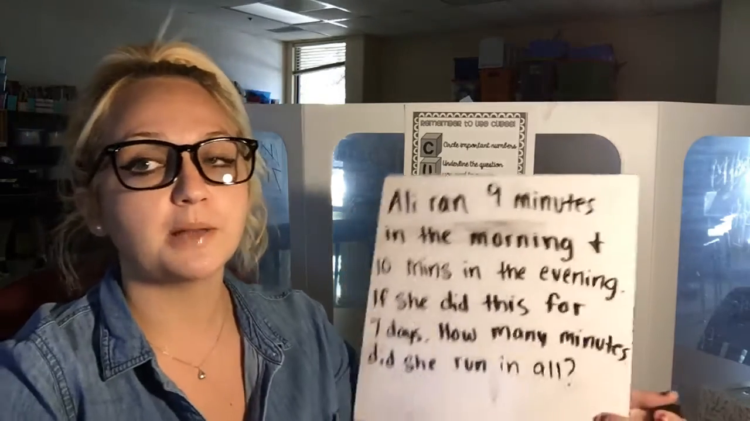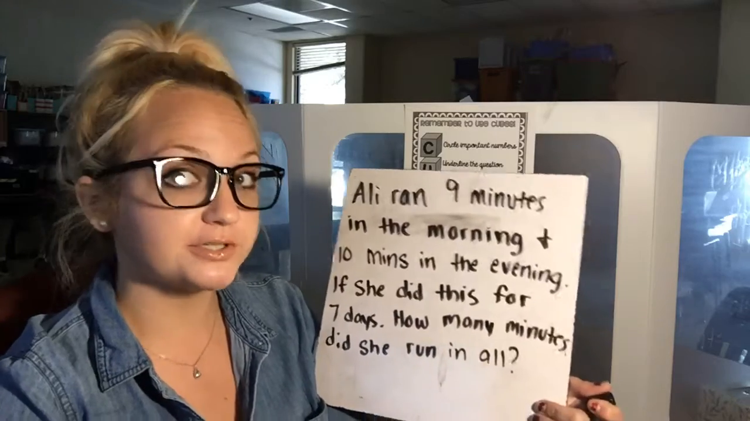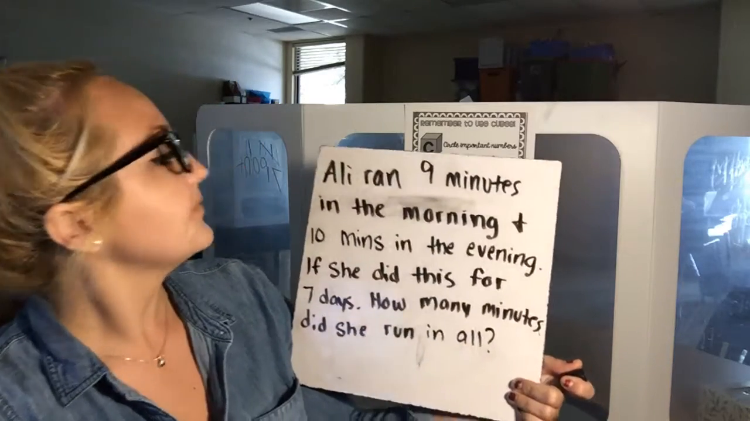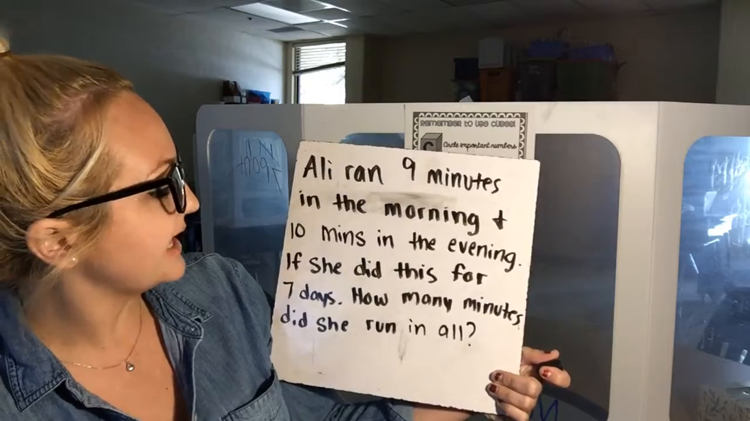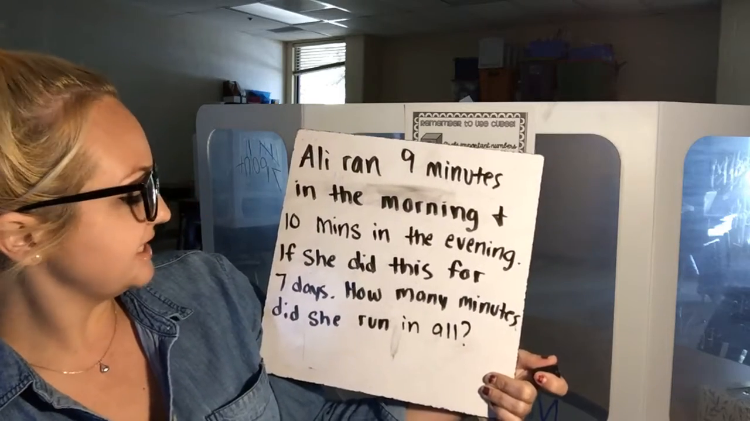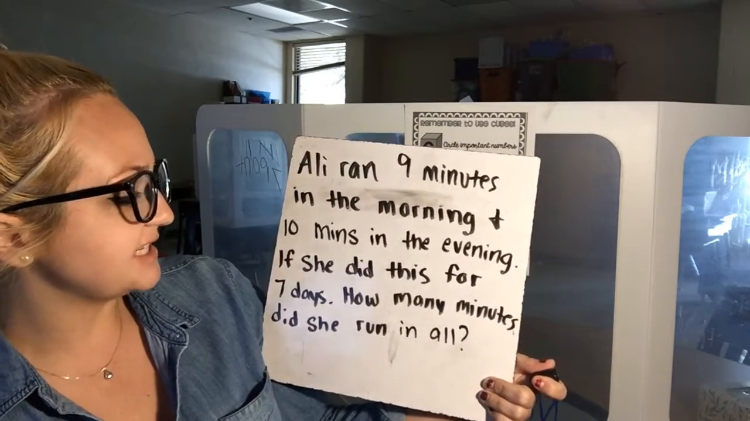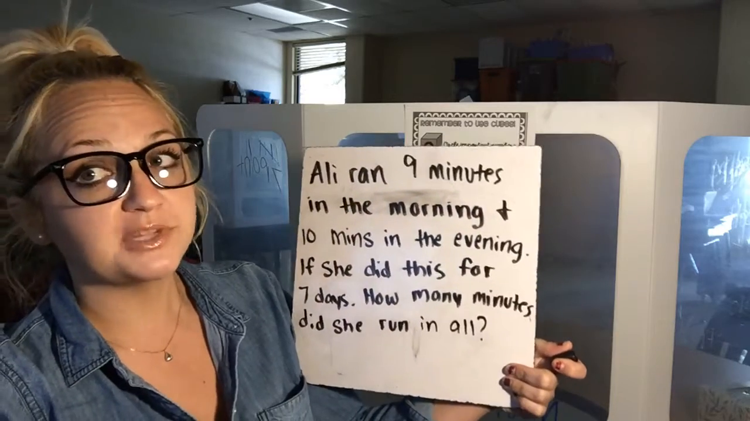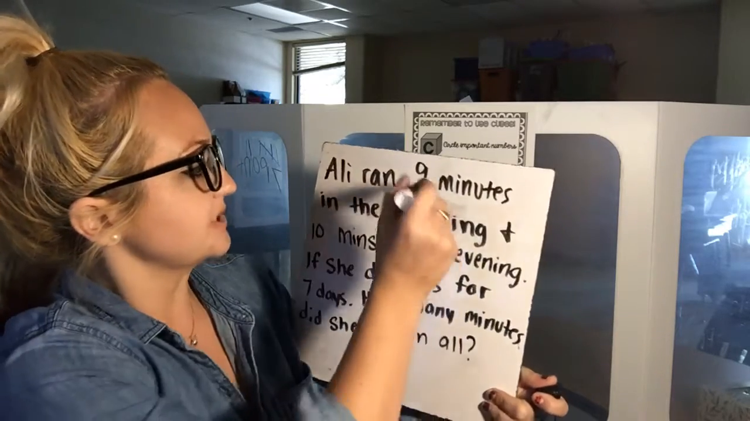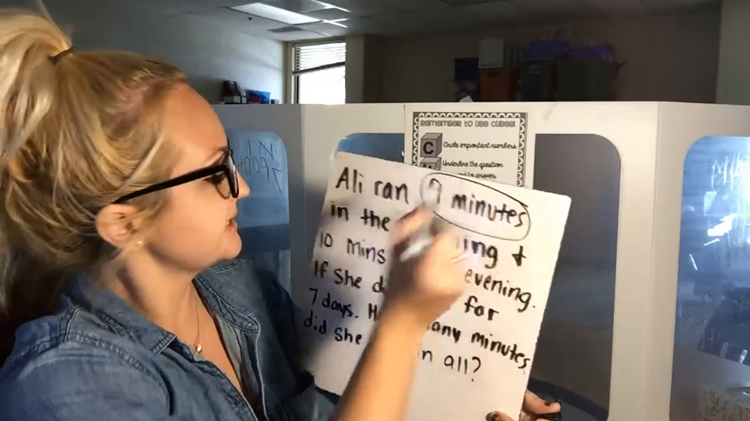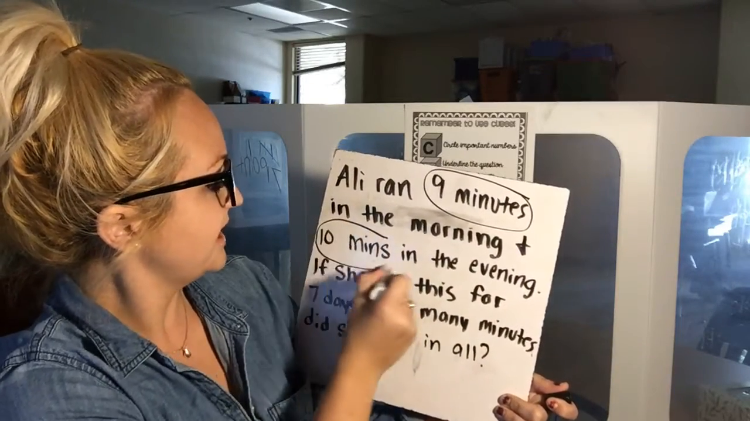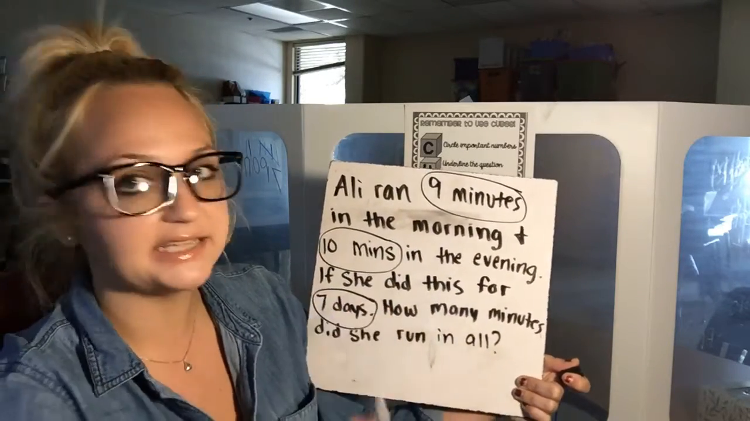So if we look at our word problem here, we're going to read through it and we are going to circle the important numbers. Allie ran 9 minutes in the morning and 10 minutes in the evening. If she did this for 7 days, how many minutes did she run in all? So from this word problem, I found some important numbers. I have 9 minutes, 10 minutes, and 7 days.